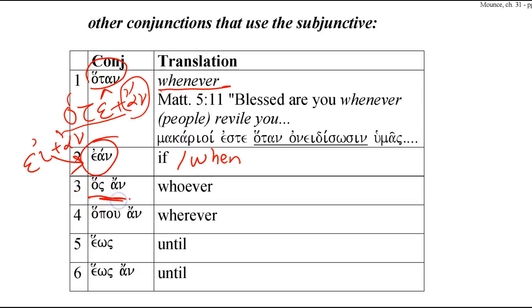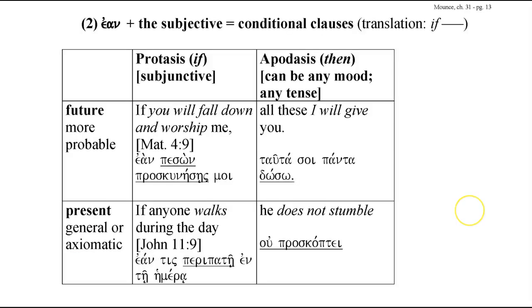Hosan, whoever, will likely use the subjunctive. Hopou an means wherever. So hos means who, add the indefinite particle, becomes whoever. Hopou means where, add the indefinite particle, means wherever. Heos means until, and heos an, these are synonyms. They mean the same thing, and they both also can use a subjunctive verb.